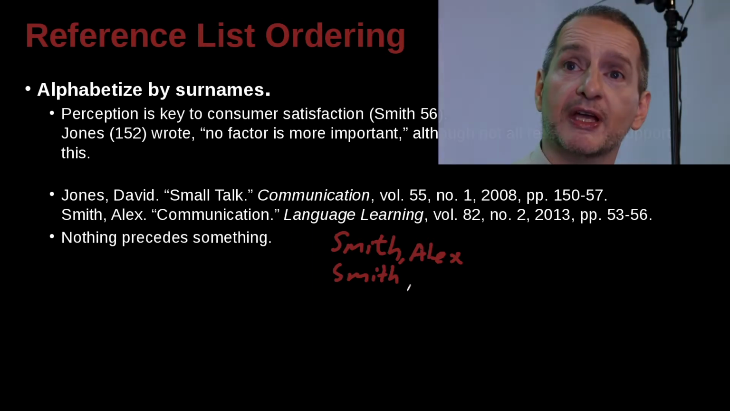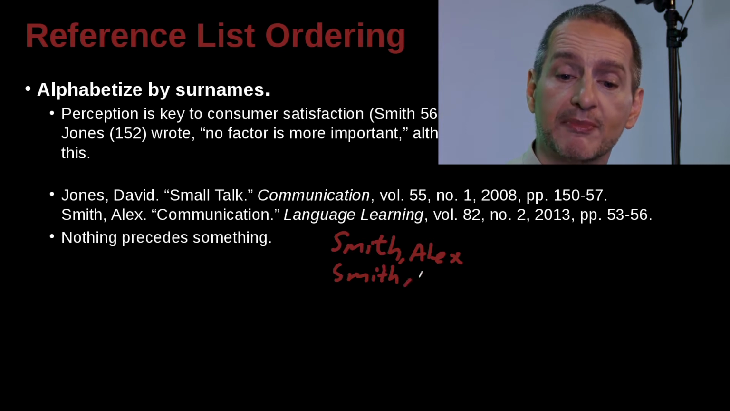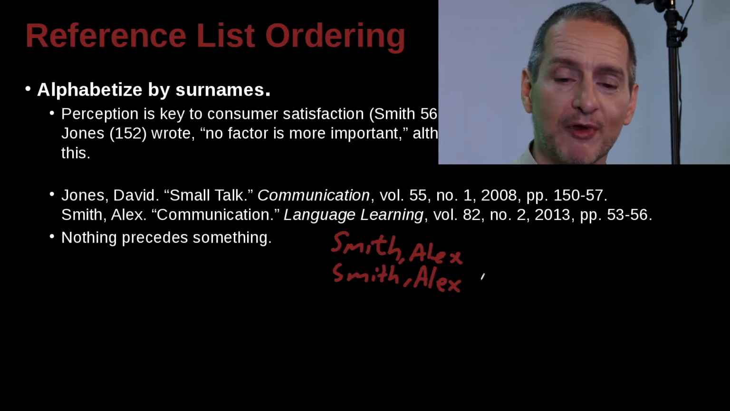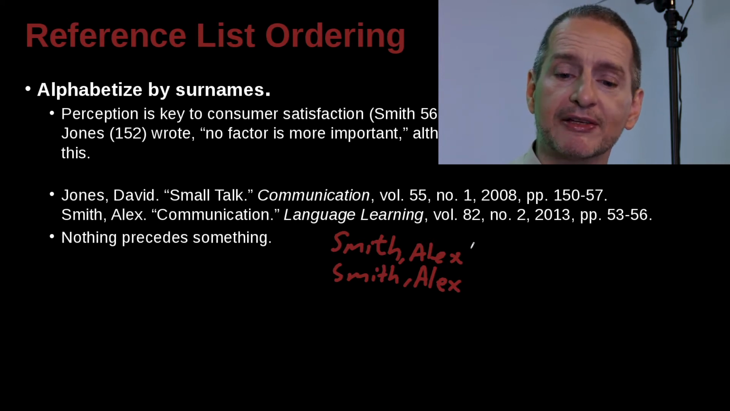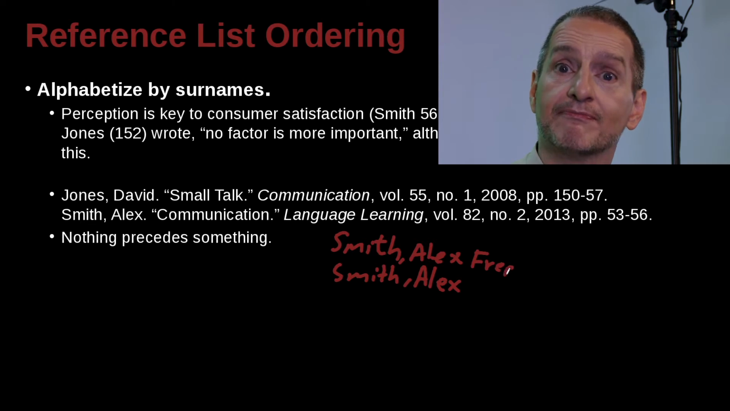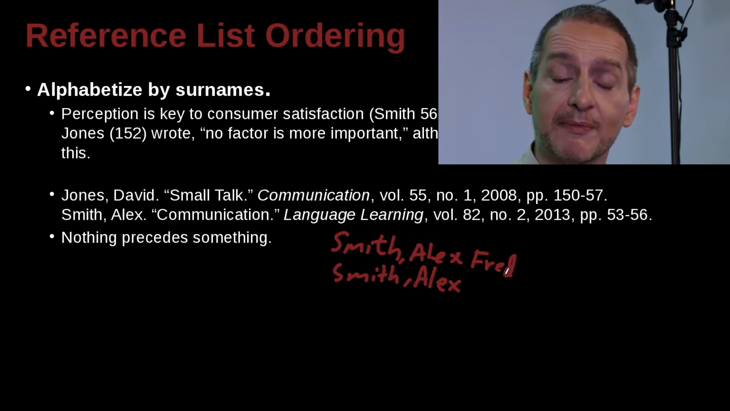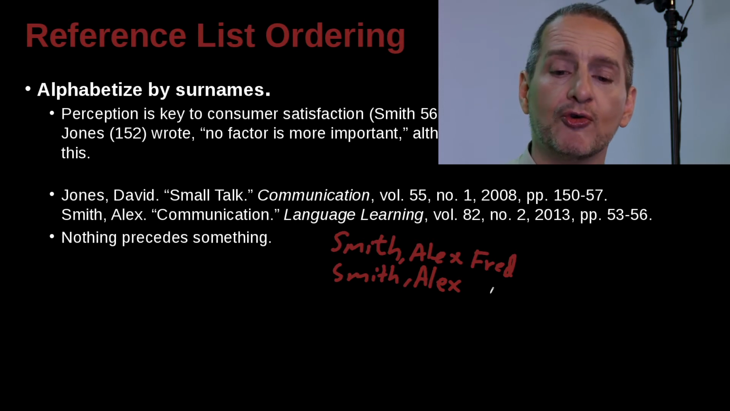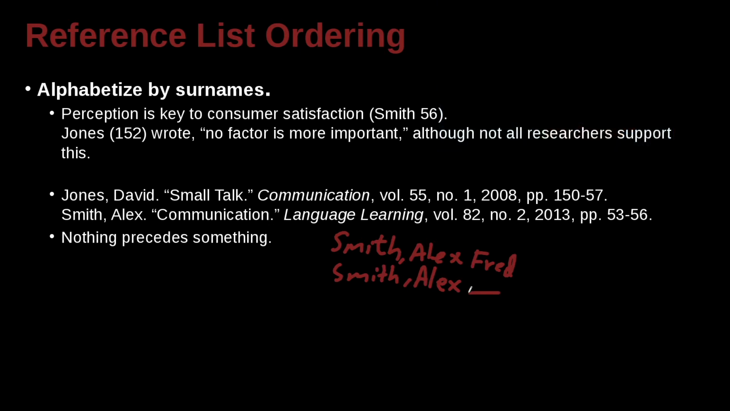Let me give you another case. What if we had this case of both people were named Smith Alex? Is that possible? Totally possible. Two people have the same name. It's rare, but it's possible. And then Smith Alex, the first one, he had a middle name, and his middle name is Fred. So there's a middle name. But the second Smith Alex has no middle name. Therefore, this is empty. So who would go first? The Smith Alex empty goes first, because empty is before something. Nothing precedes something. So this one would be first, and this one would be second.